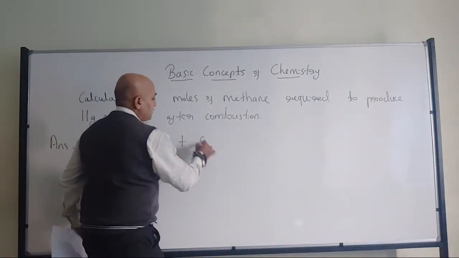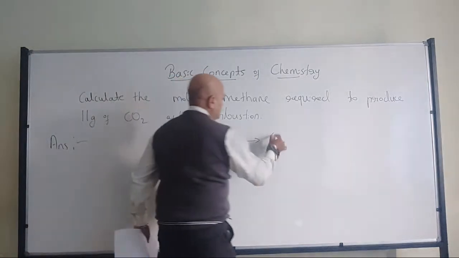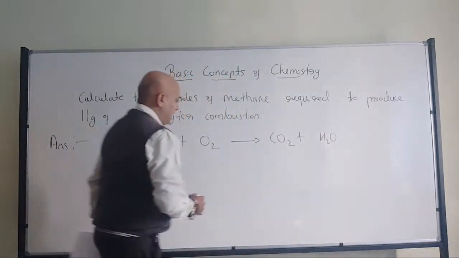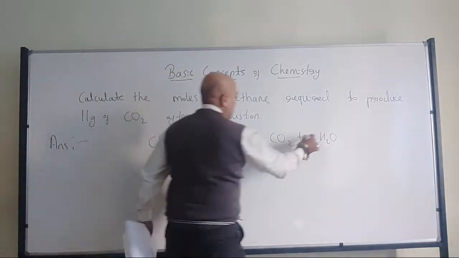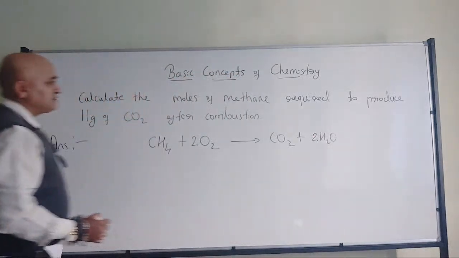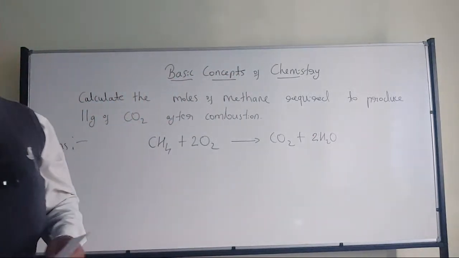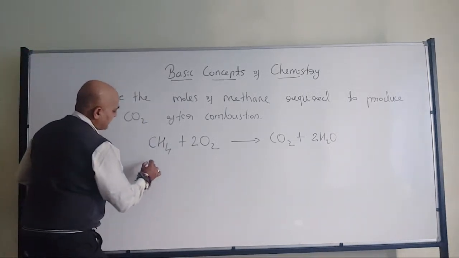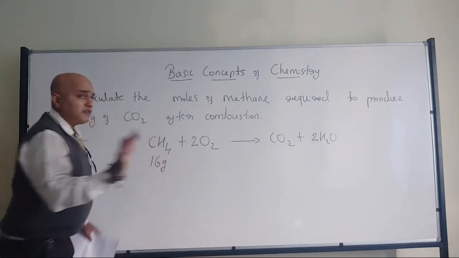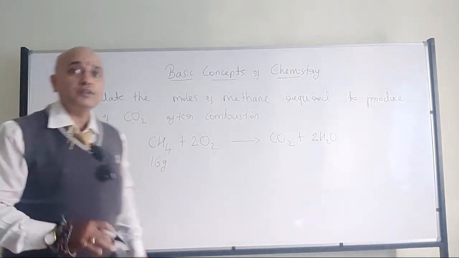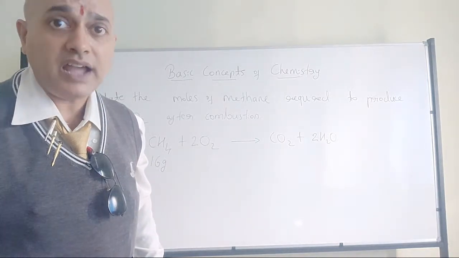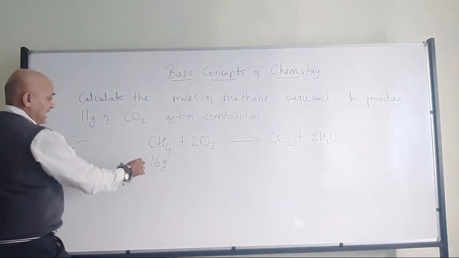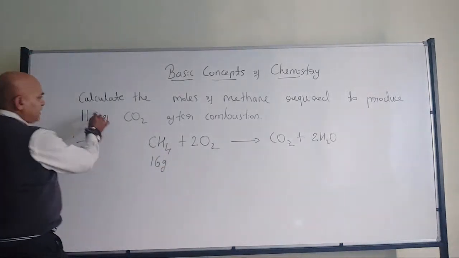So methane with oxygen getting converted into carbon dioxide and water. Right? Now we have to balance it. So 2O2 and 2H2O. Okay, that's where I have the balanced equation. First thing. Now according to this balanced equation, I can tell that 16 grams. I will not go with moles. I will directly go with the mass. I will not worry about the moles. In the beginning, I will write it in grams because they have told 11 grams.